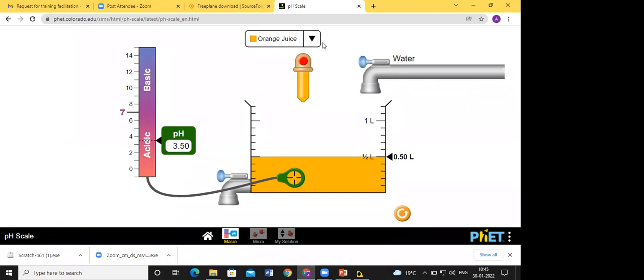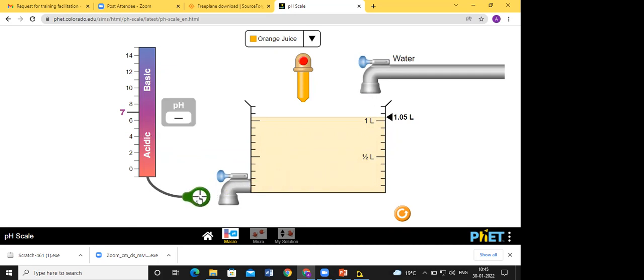So what will happen if I add some water? If I add water, look at this one. The pH was 3.5, but now what is the pH value? It is 3.88. So why is the pH value increasing? Suppose I keep diluting it with a lot of water, then the pH value will move from 3.5 toward 7. So it stimulates the students to do something new.